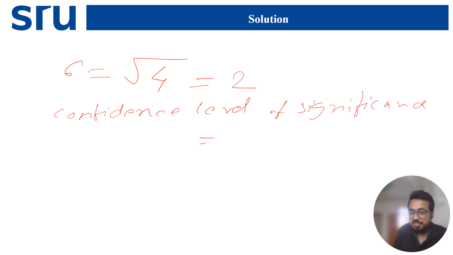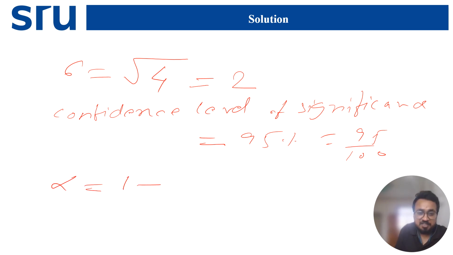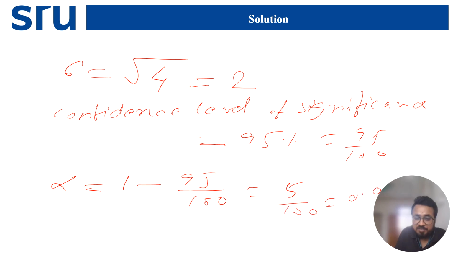What is this? This is equal to 95%, that is 95 by 100. So what is the value of alpha? Alpha is equal to 1 minus C, this is 95 by 100. So we can write this as 5 by 100, this is 0.05.